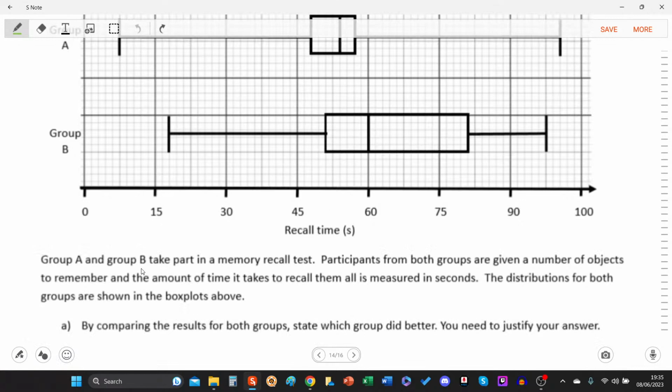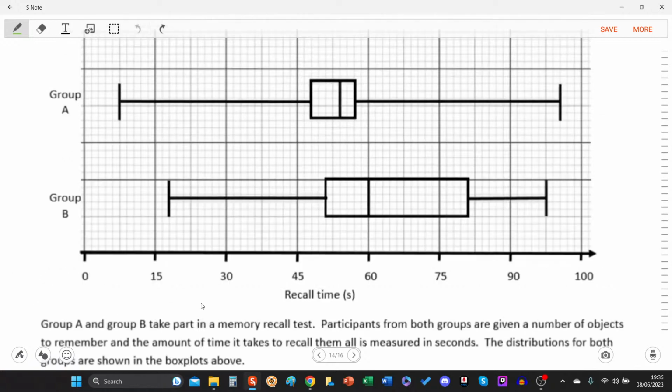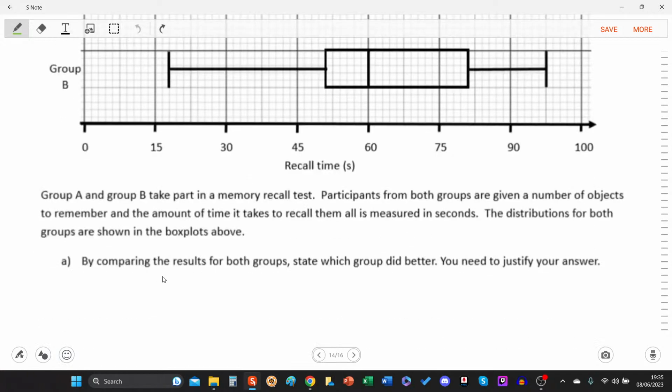Group A and B take part in a memory recall test. The participants from both groups are given a number of objects to remember, and the amount of time it takes to recall them all is measured in seconds. The distributions for both groups are shown in the box plots above. By comparing the results of both groups, state which group did better.